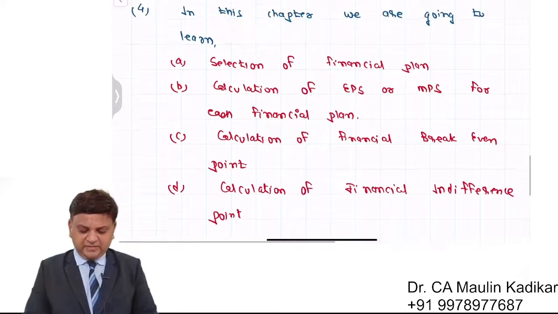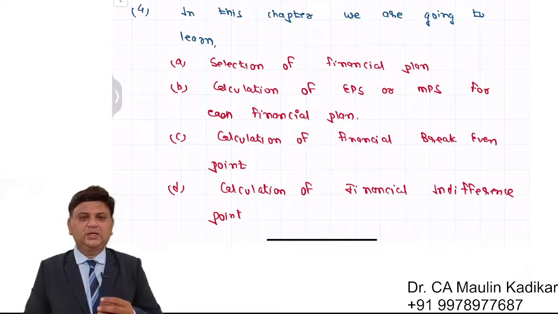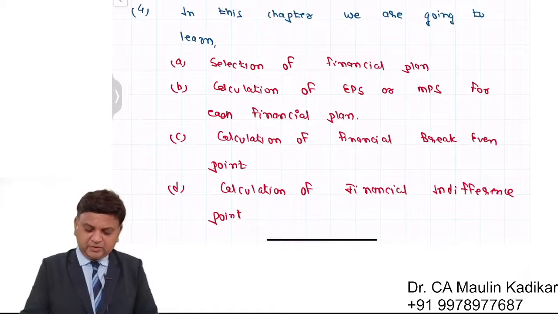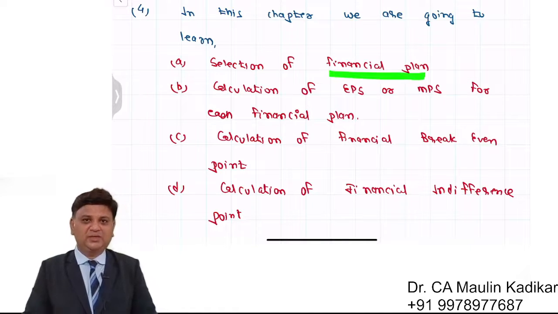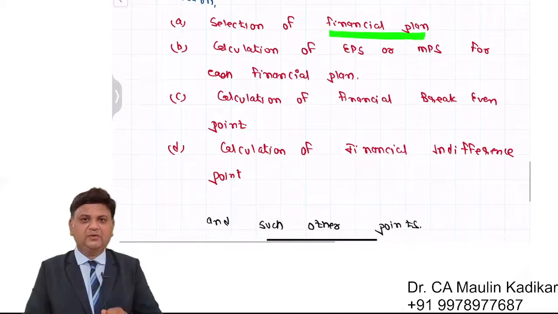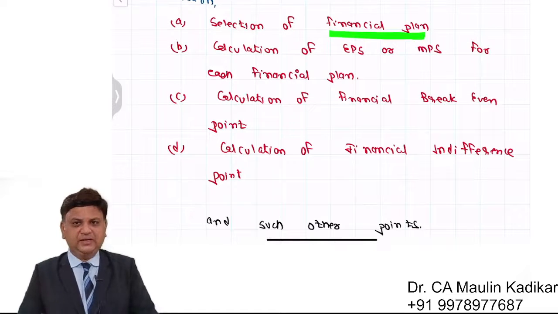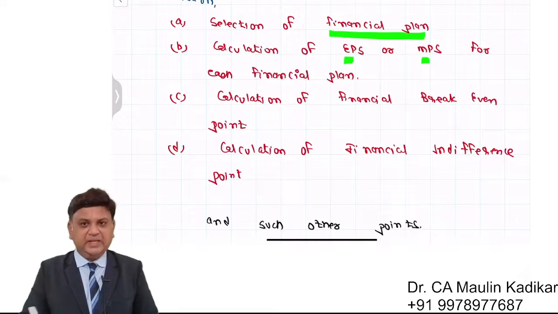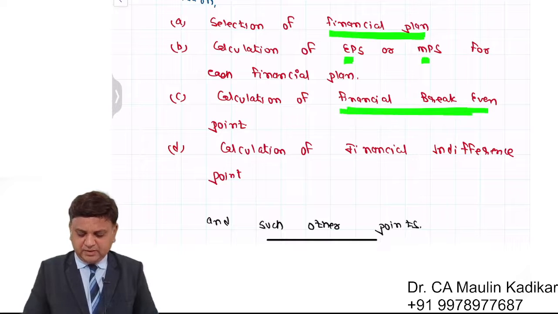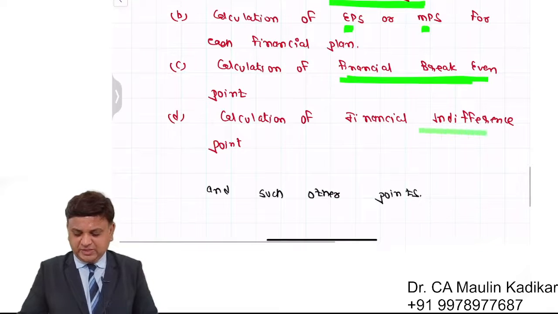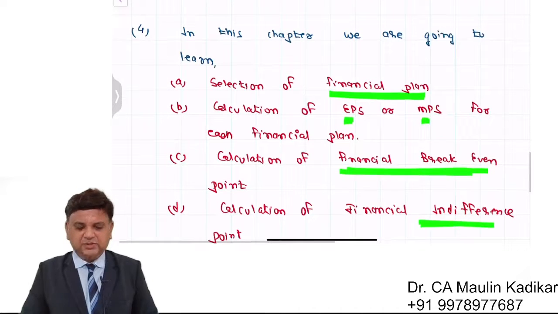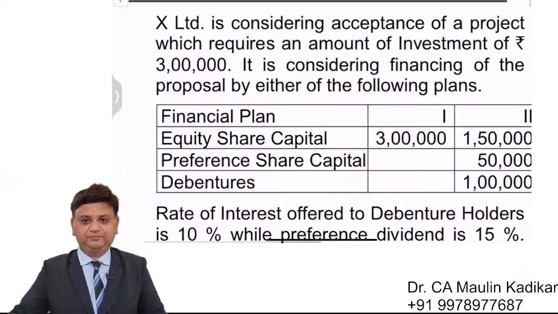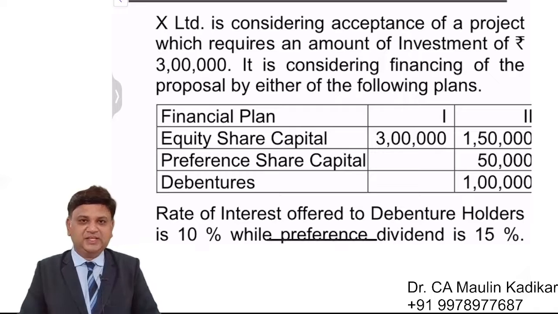So friends, we are going to understand certain calculations with respect to the financial plan. We are going to understand selection of the financial plan, calculation of the EPS, MPS. There is absolutely a new point called financial break-even point. Again, a new point called financial indifference point. This is what we are going to learn. Let us see the next question.